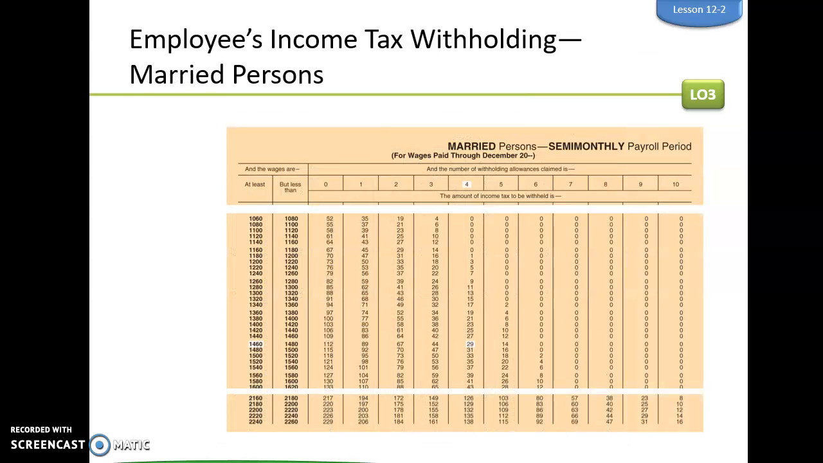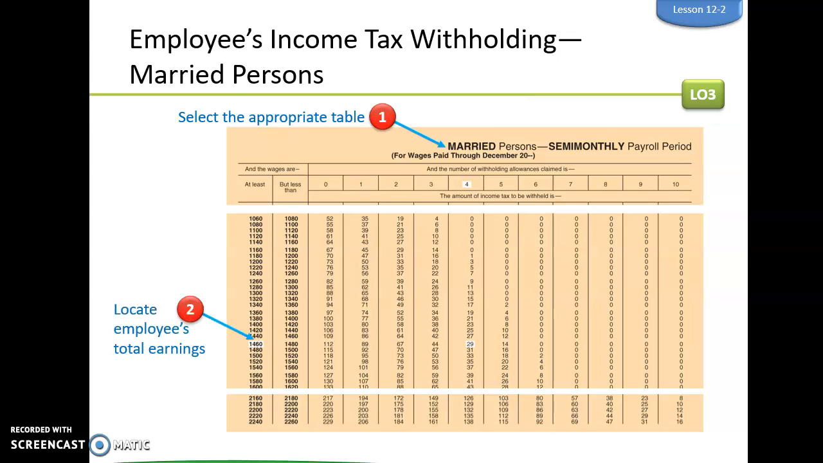Okay, same thing here, this would be the married person's chart. So you can see here that you want to make sure you have the right table, and then you're going to locate their total earnings. You're going to find the number of withholding allowances they have, kind of drag your fingers across and down until you find that number. So I showed you on the single table, but this is showing you on the married person's table how to find the amount withheld.